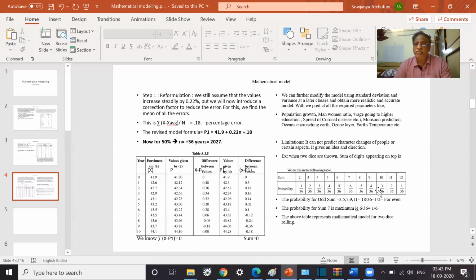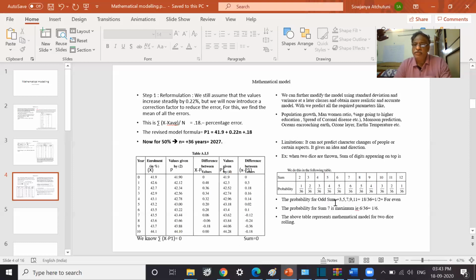So these are the probabilities of various sums. This mathematical modeling says, what is the probability of an odd sum? Odd sums are 3, 5, 7, 9, 11. I have to add the probabilities: 2 plus 4 is 6, plus 6 is 12, plus 6 is 18. So this is half, 18 by 36 is half. The probability of an odd sum is half, and the probability of an even sum is half.